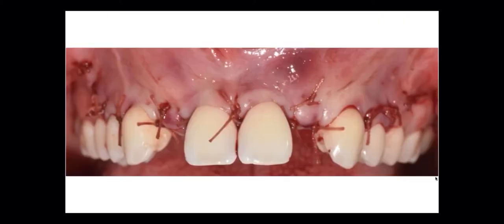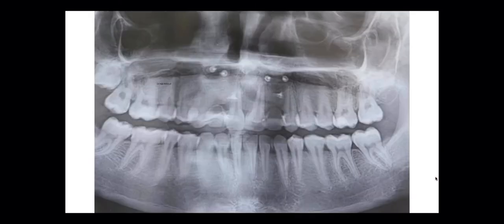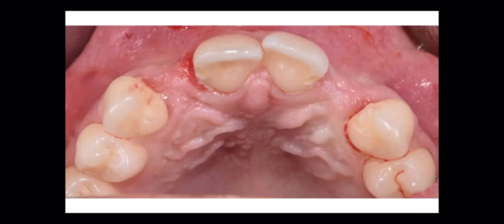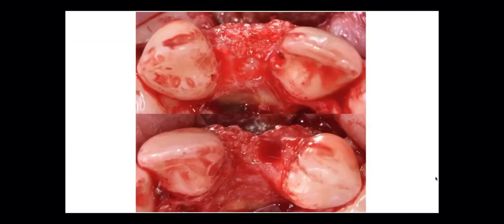And of course, we closed everything. Everything was completely sutured hermetically. And like I told you, it was a combination of horizontal matrix sutures and separate sutures. This is the X-ray that was taken after 8 to 9 months. We re-entered again. This is after 9 months.